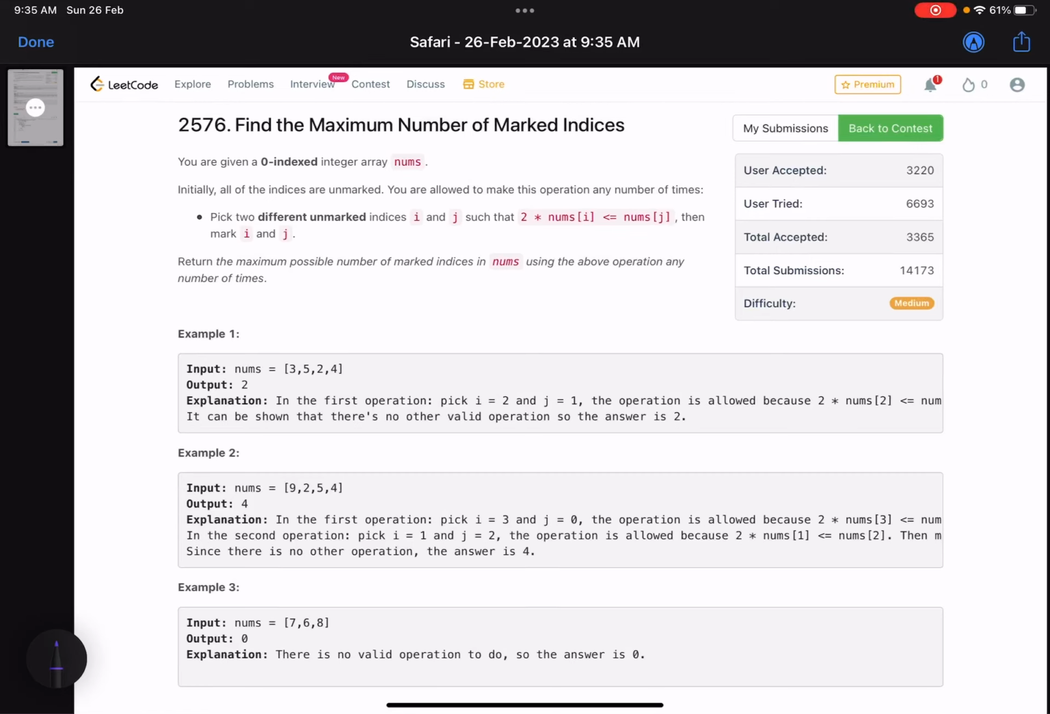So in this video we'll discuss the third problem of Leetcode Weekly Contest 334. It's a medium level problem. The problem name is find the maximum number of marked indices.